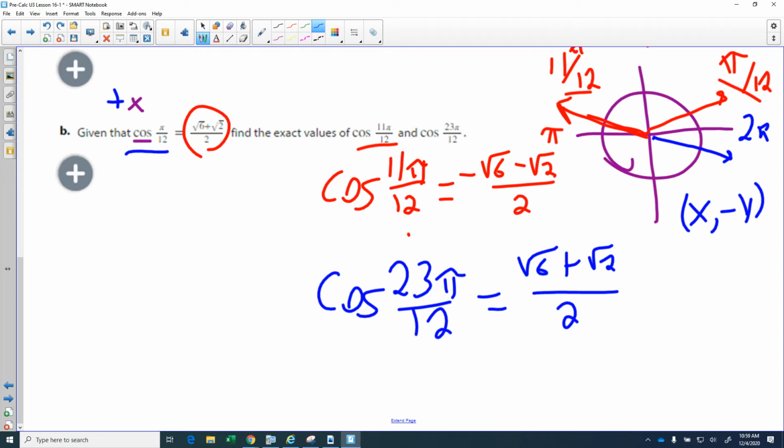Okay? And that's kind of the main idea of this example. That's kind of the main idea of the thing we are looking at, is how we can use these reference angles to really solve out these values and work it out from there. Okay?